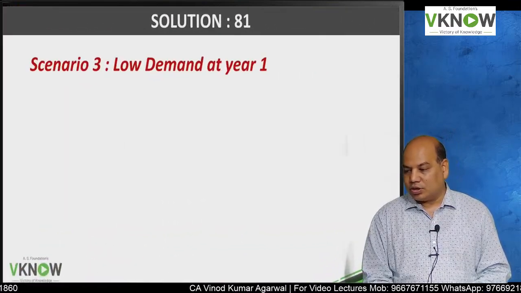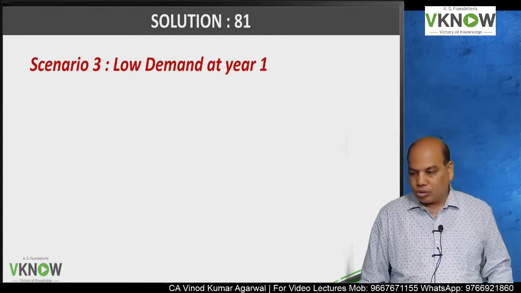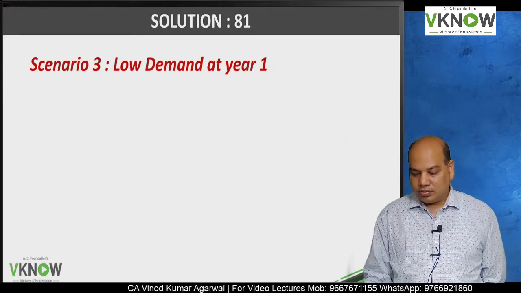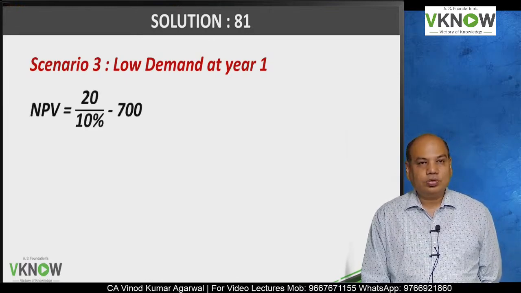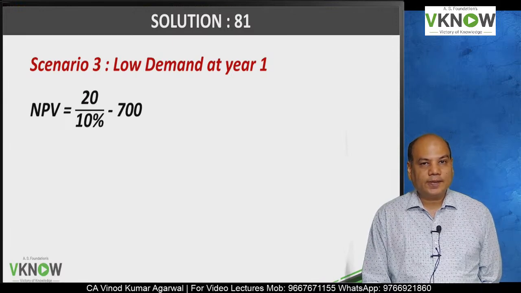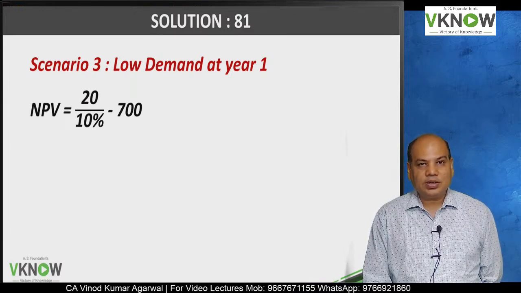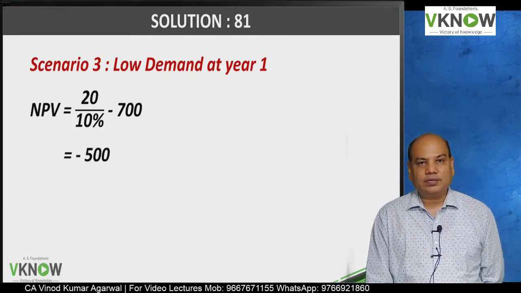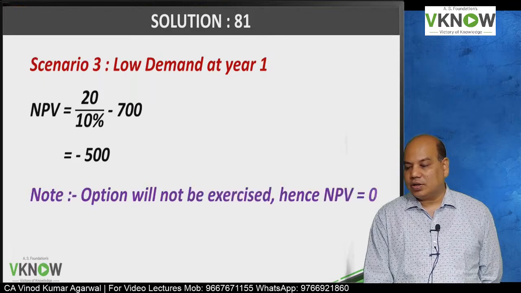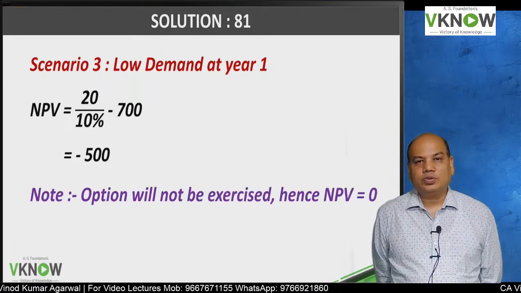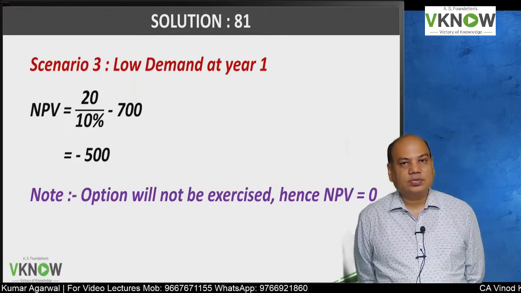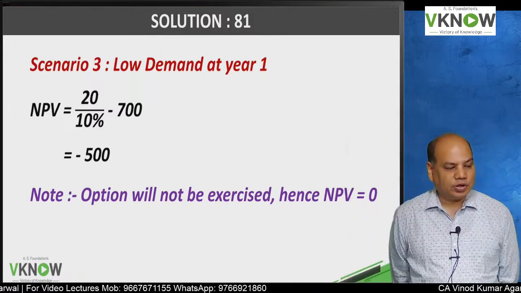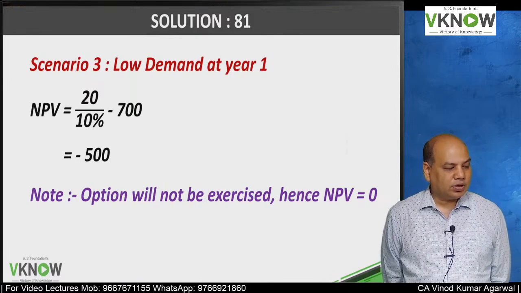Now write down scenario 3, low demand at year 1. If demand is low, my cash flow is 20 divided by 10% minus 700, which is equal to 500 negative. Will the option be exercised here? You will write, option will not be exercised. I will not start the project. Therefore, NPV is equal to 0.